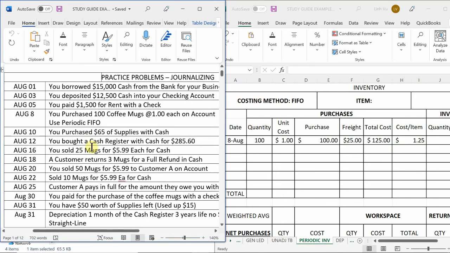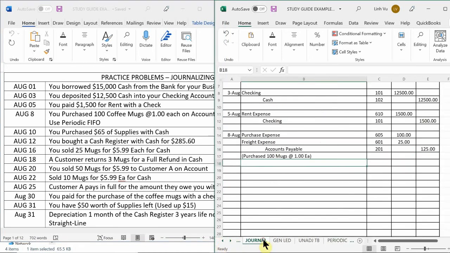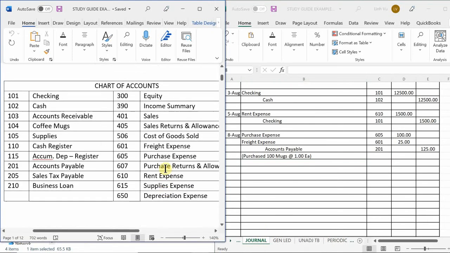So then August 10 rolls around and you purchase $65 of supplies with cash. Supplies and cash. Not supplies expense, because in this case we didn't use our supplies just yet. We're only purchasing regular supplies, so regular supplies, 105. We only use the supplies expense when we adjust the supplies that we have on hand.